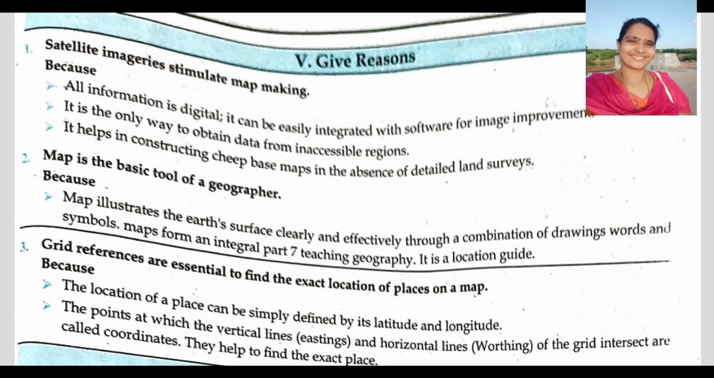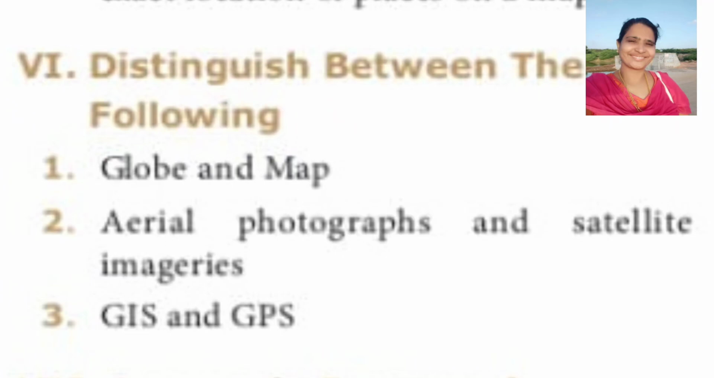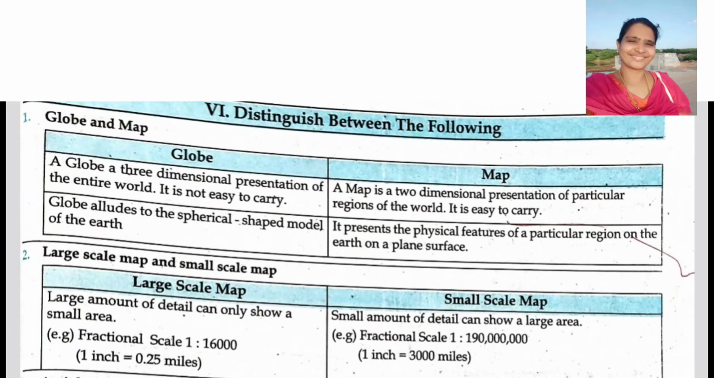Okay, moving on to 6th Roman number, distinguish between the following: globe and map. Now globe and map we'll see. Globe. A globe is a 3-dimensional presentation of the entire world. It is not easy to carry. Whereas map is 2-dimensional presentation of particular regions of the world. It is easy to carry.